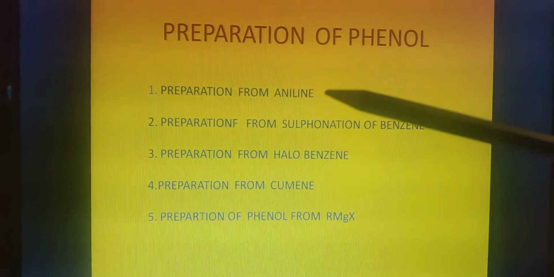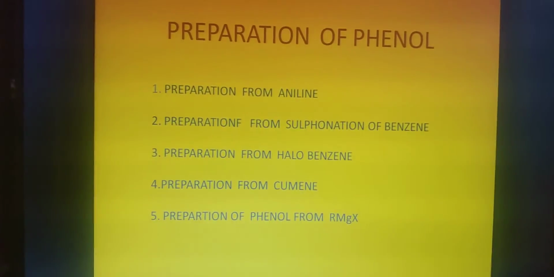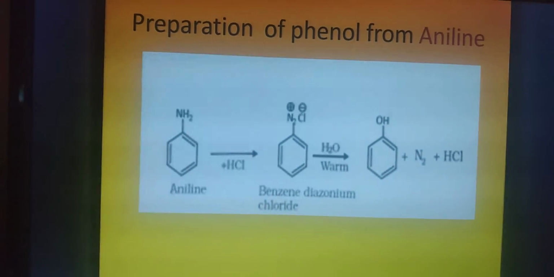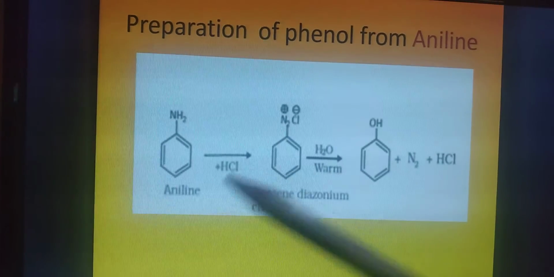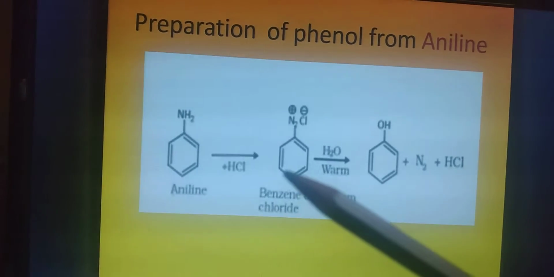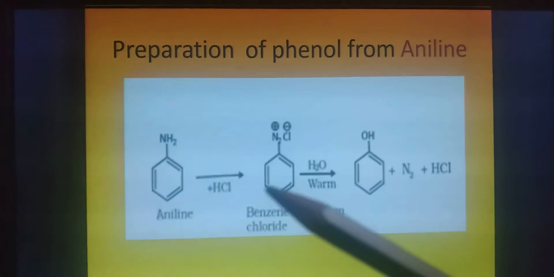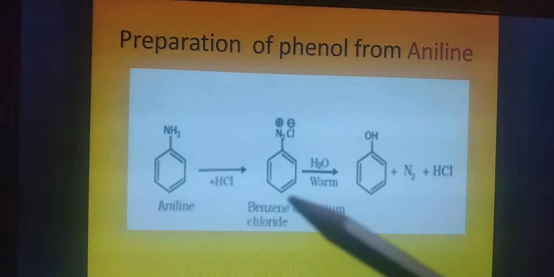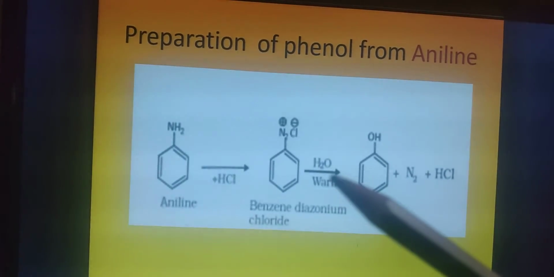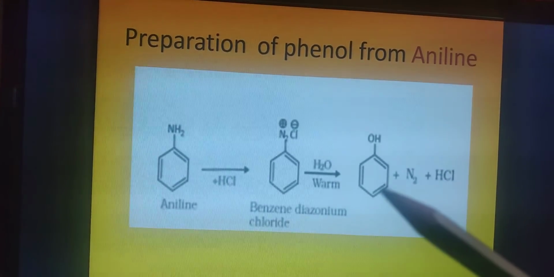Now see preparation of phenol from aniline. The first one, preparation of phenol from aniline. So aniline in acidic condition reacts with HCl to form benzene diazonium chloride. Aniline forms benzene diazonium chloride in acidic conditions. Further, benzene diazonium chloride reacts with lukewarm water and forms phenol.